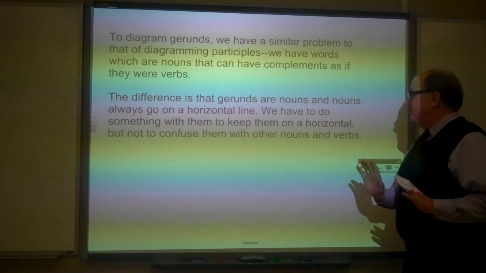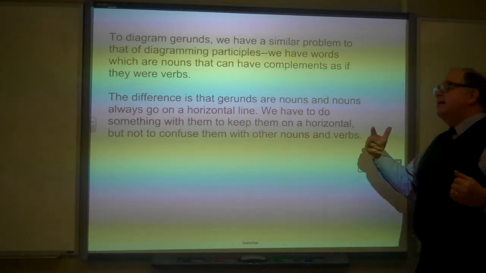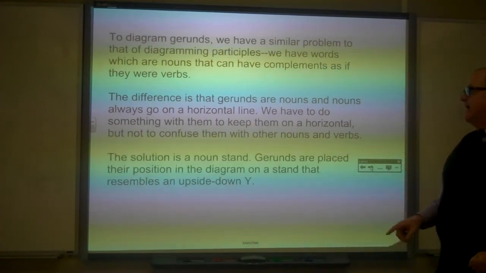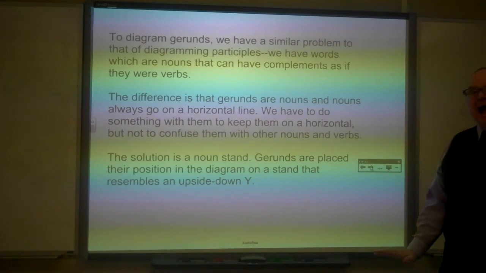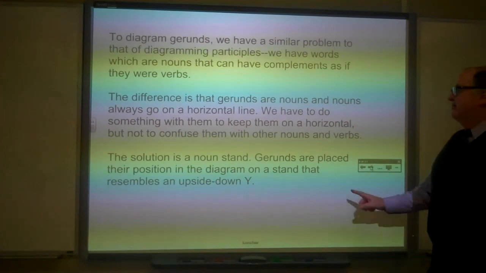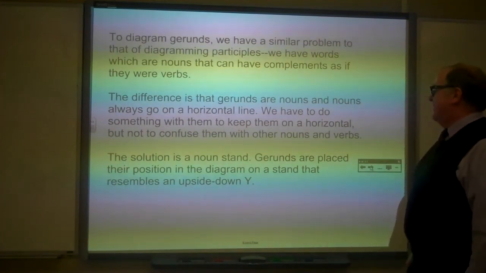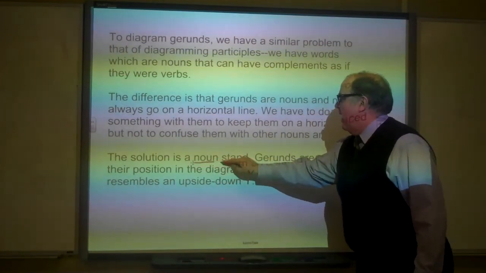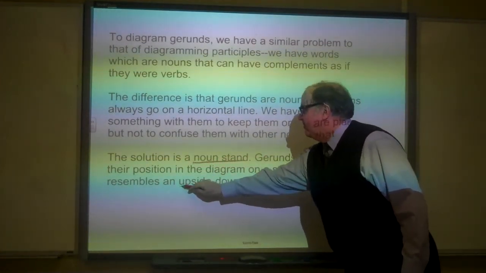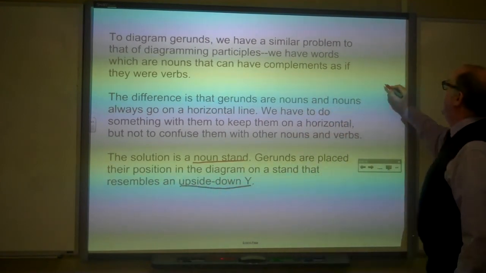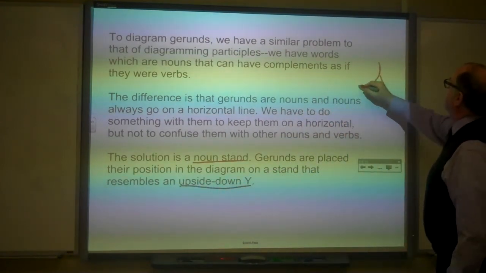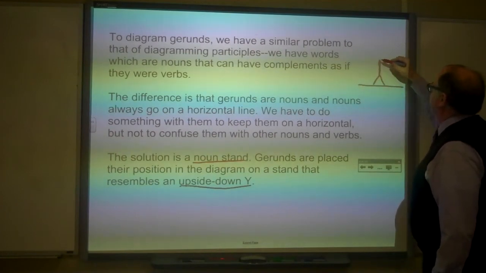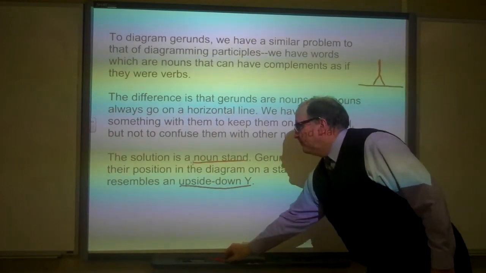We have to do something with them to keep them on a horizontal, but not to confuse them with other nouns and verbs. The solution is a noun stand. Gerunds are placed in their position on the diagram on a stand that resembles an upside-down Y. So we call it a noun stand. Kind of looks like an upside-down Y. Okay, should be straight. There we go.